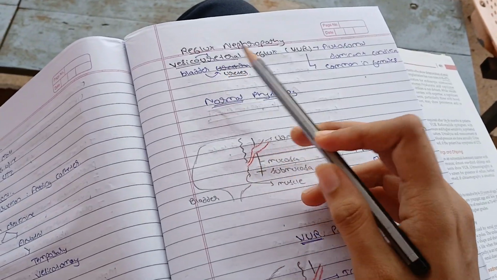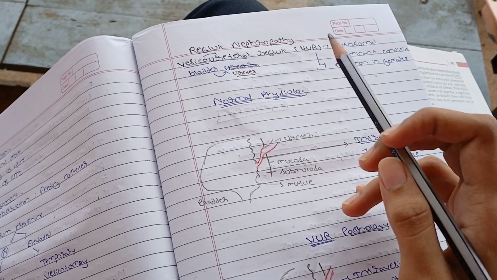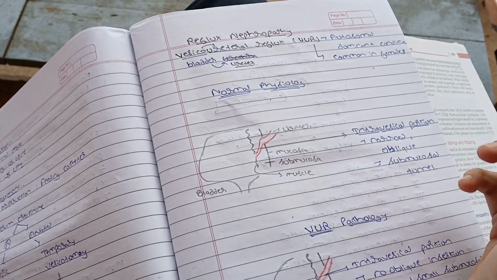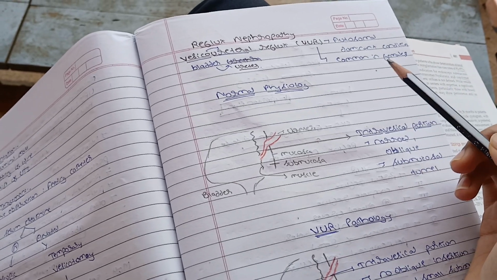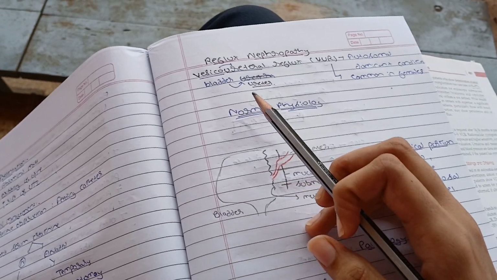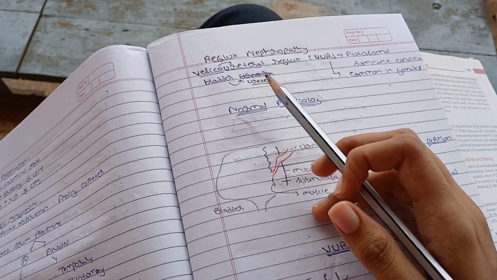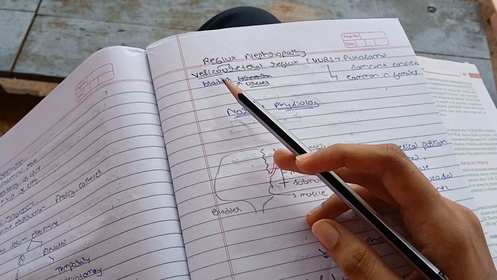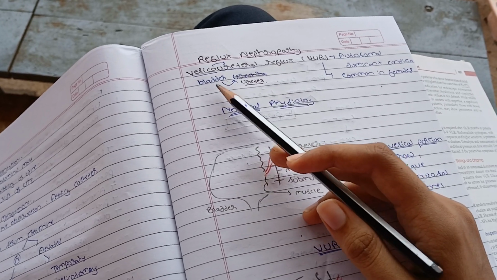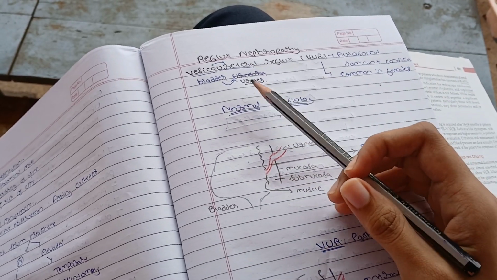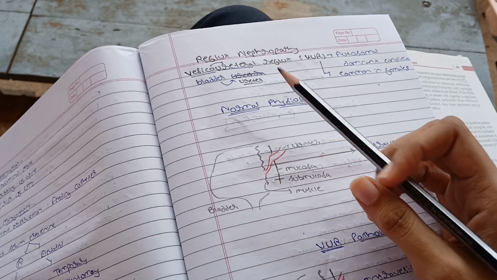Now, what is vesicoureteral reflux? It is basically an autosomal dominant condition, and it is found more commonly in females. Vesico means bladder, and ureteral is ureter. So there is flow of the urine from the bladder into the ureter, which is abnormal. What is normal? Normal is it flows from the ureters to the bladder.